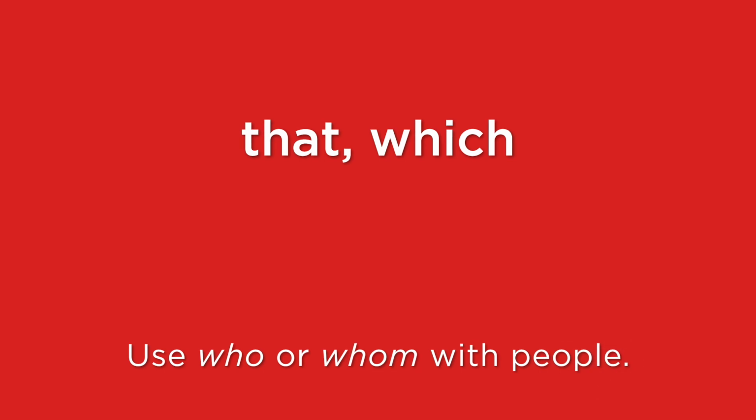That and which. Okay. First off, let's get this out of the way. Use who or whom with people. Okay? Don't say the man that lives down the street. Okay? It's the man who lives down the street. The second thing, though, is we use that when it is essential and we don't separate it out with commas. Okay? We use which when it's not essential and we do separate it out with commas.